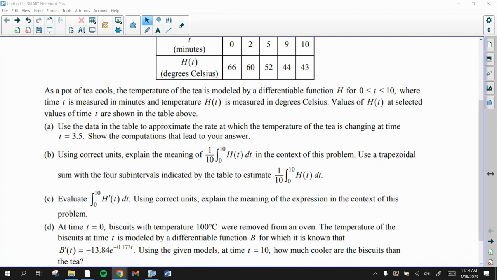B, looks like we're going to integrate. And C, we're going to evaluate an integral. And D, we're going to do something else. You can read that. B, we're going to be using the trapezoid rule. So let's start with A, shall we?